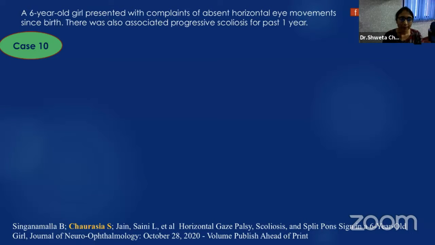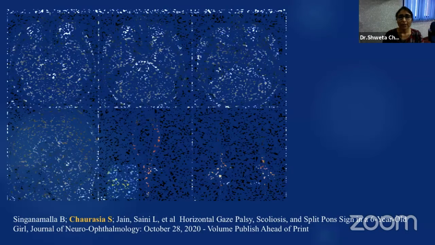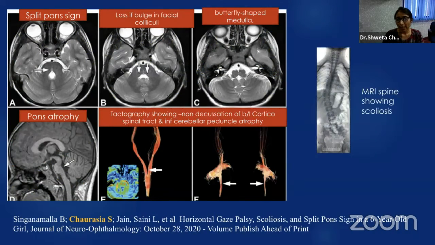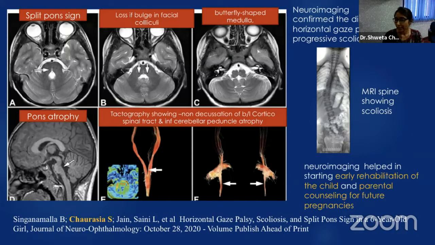Now, consider this example, a 6-year-old girl presented with a complaint of absent horizontal eye movement since birth. There was progressive scoliosis for the past 1 year. Imaging showed split pons sign, butterfly-shaped medulla, and pons atrophy. So neuroimaging confirmed the diagnosis of horizontal gaze palsy with progressive scoliosis. The diagnosis helped in early rehabilitation of the child and proper counseling for future pregnancies.